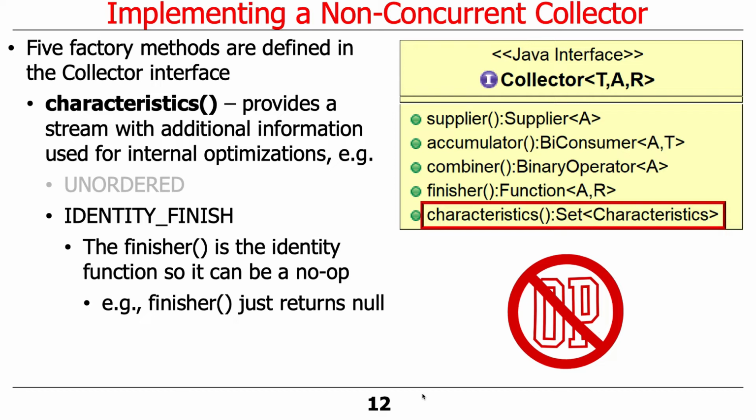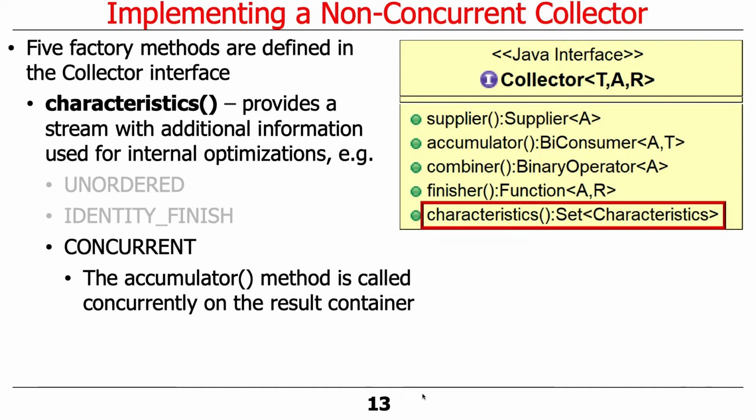The second property is called identity finish. And what this means is after we're done accumulating and combining everything, is the end result the same as the last item that was put into the mutable result container? And if the answer is yes, if the finisher method is essentially a no-op, then if you set the identity finish characteristic, it says don't bother calling the finisher. It's not going to make any difference. Just take the result at the end when all the elements are processed and just return it as the result of the collector.